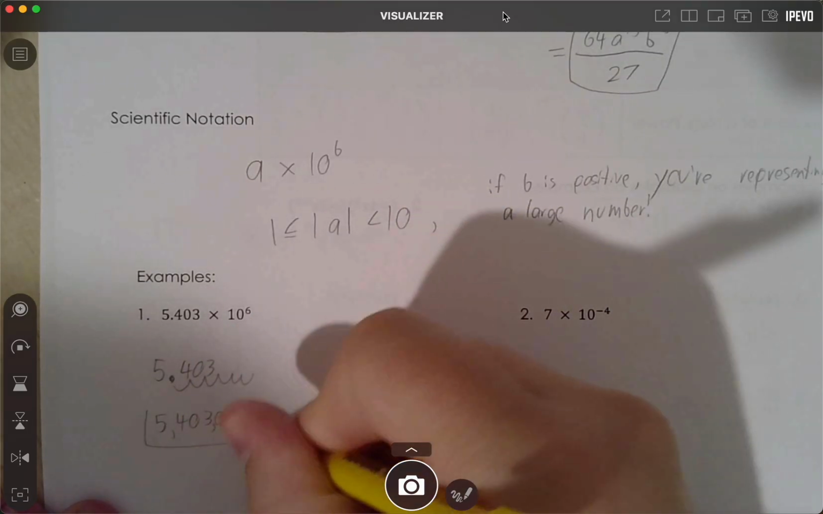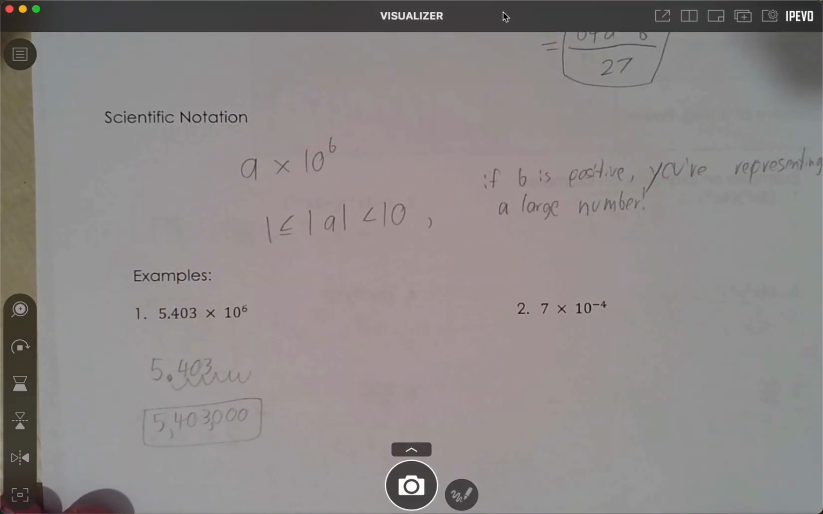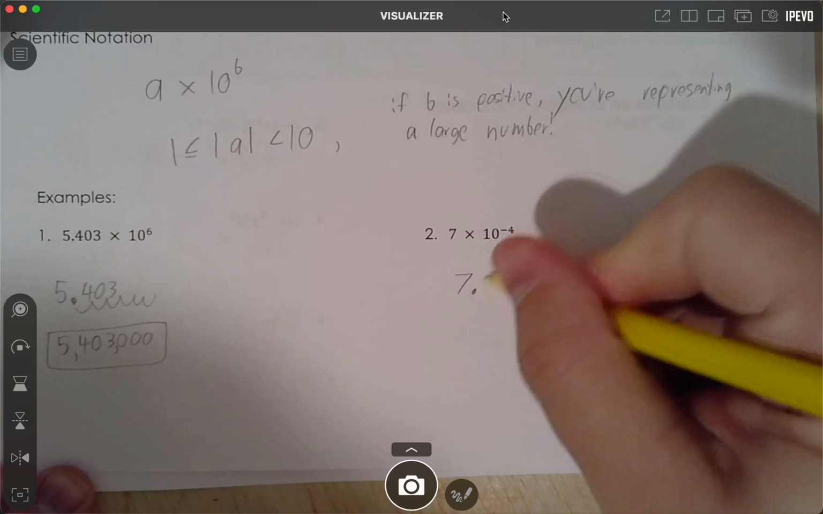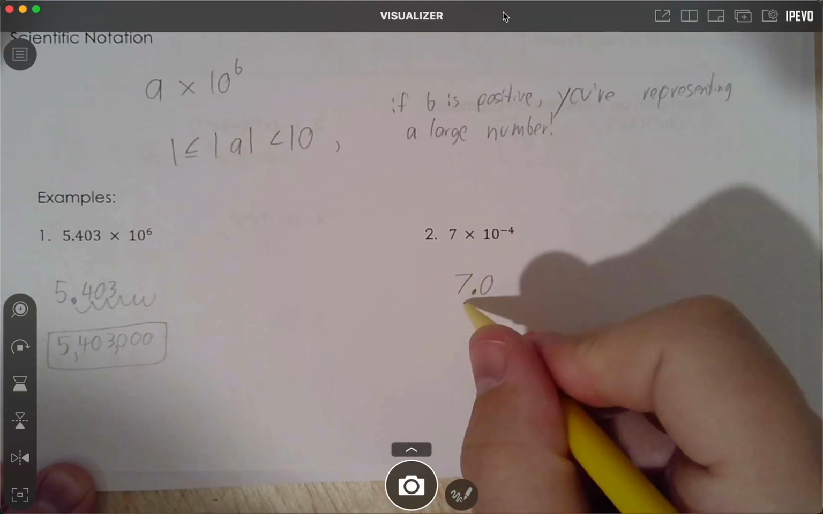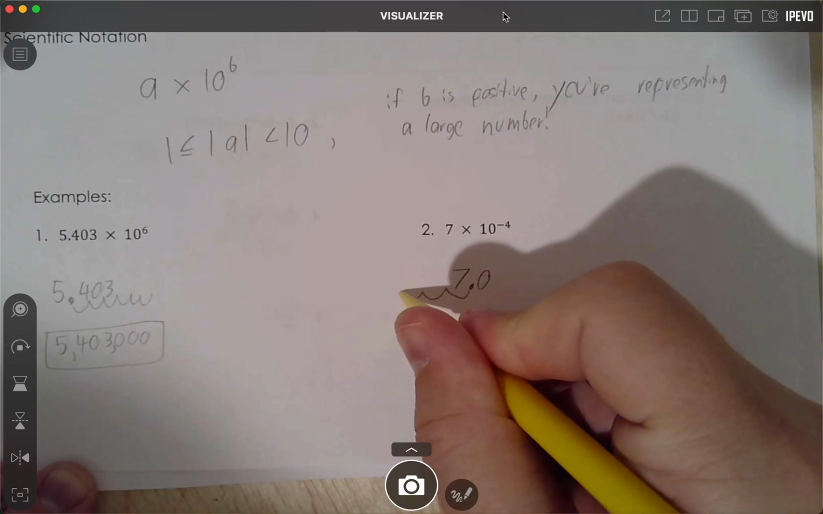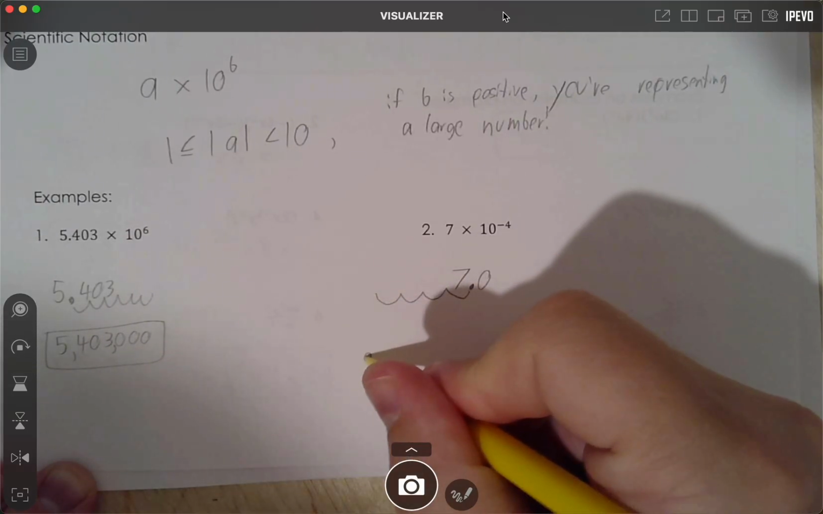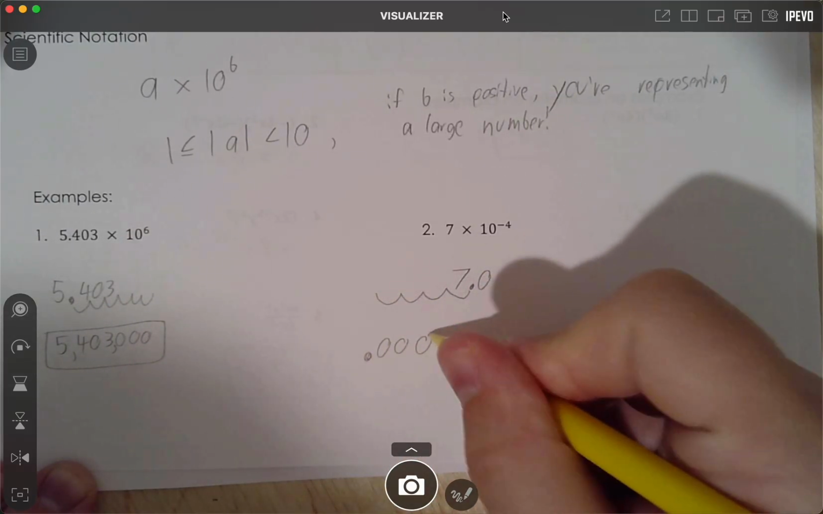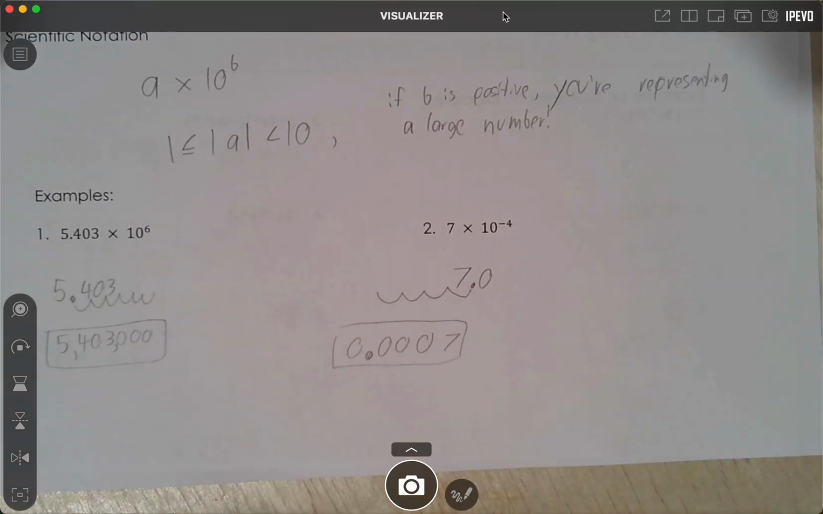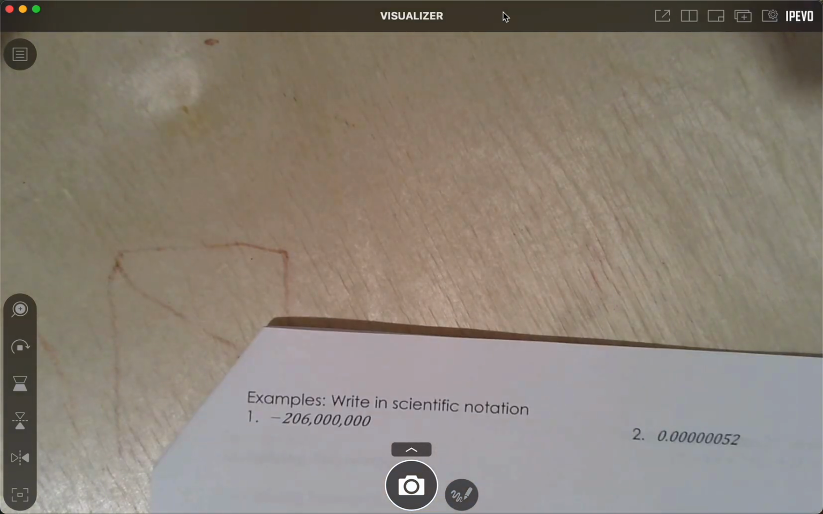So this is 5,403,000. All right. Up next, if I've got 7.0, and this is 10 to the negative fourth, I'm going backwards to the left. 1, 2, 3, 4. And now I've got 0.0007. Maybe I could put that leading 0. But we moved it left because it was 10 to the negative fourth. We were representing a small number.